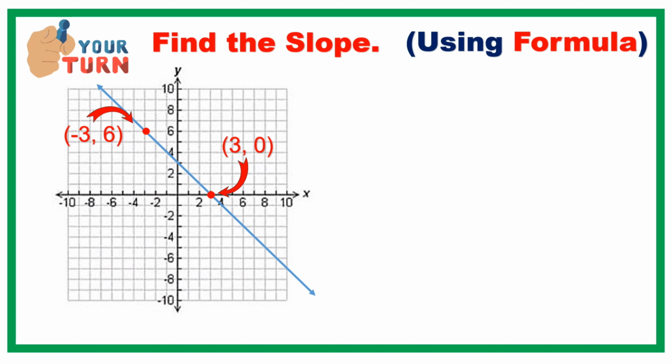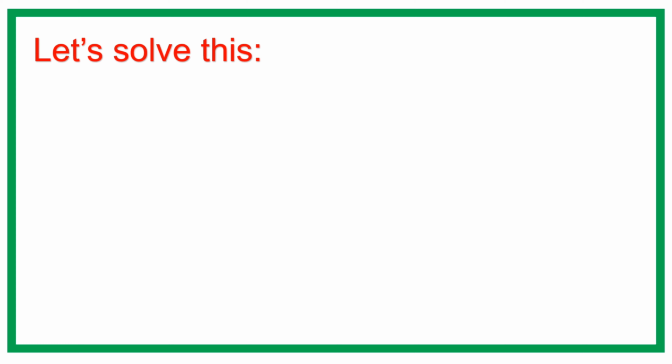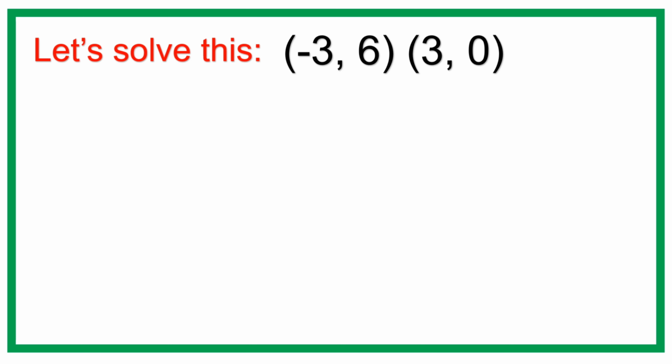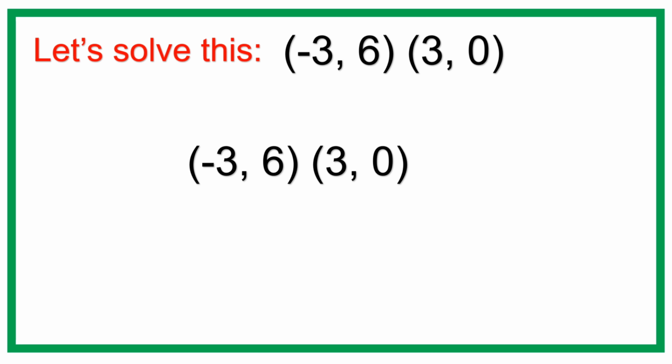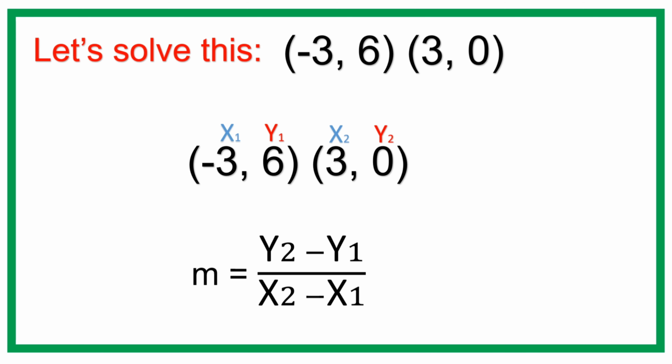Okay, let's check it. We have the points (-3, 6) and (3, 0). Let's solve this. Again, here are the coordinates or the points. Let's write it like this so we can label x1, y1, x2, and y2. Then we just simply write the formula, so we can easily substitute the numbers.